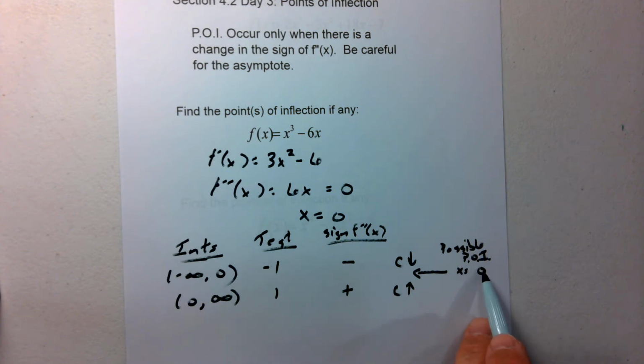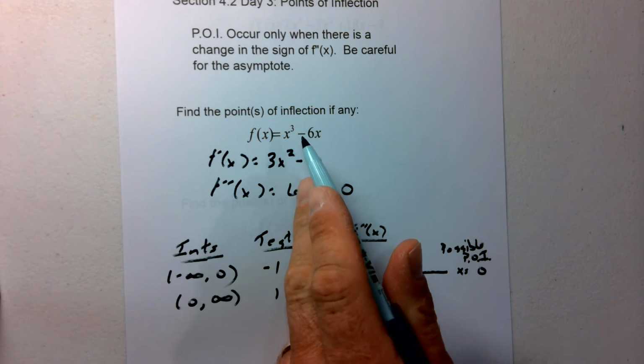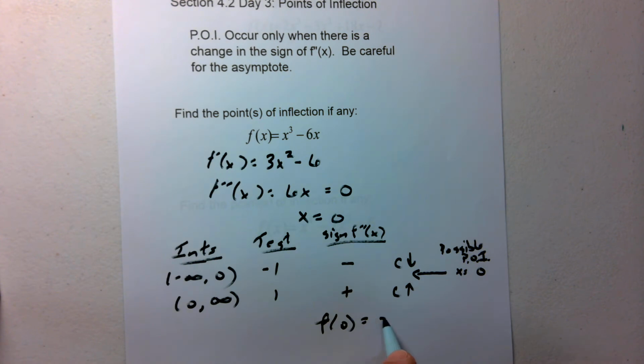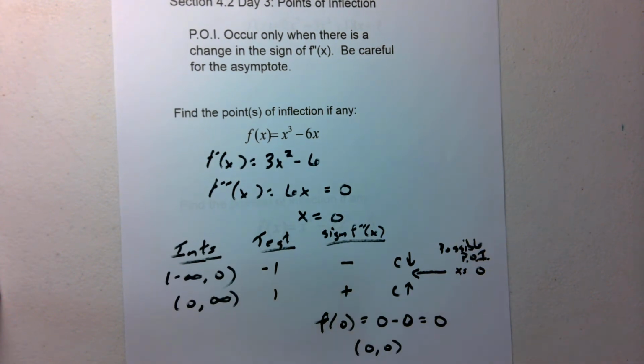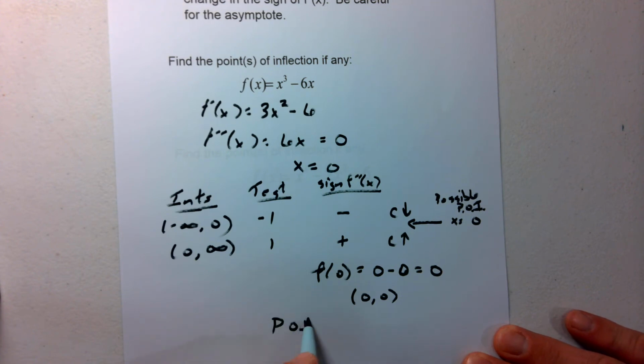Well, we have to be able to plug x equals 0 into the original function to get a y value out in order for it to be a point of inflection. So I'm going to find f of 0. If I find f of 0, I end up with 0 minus 0, which is 0. So I do get a point at (0, 0). So my possible point of inflection is now a point of inflection. So I have a POI at (0, 0).